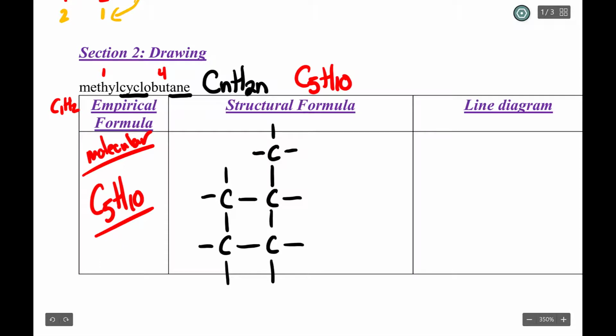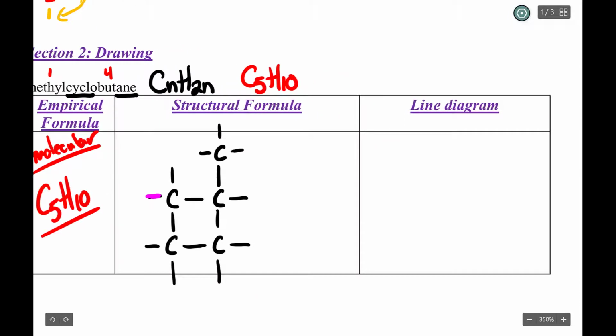So I always like to check if I've drawn it right by making one of the lines pink, and then I count clockwise from that position to make sure I have them all. I should have 10. So 1, 2, 3, 4, 5, 6, 7, 8, 9, 10. So that one's good. I'm going to draw 2 different line diagrams because they're not too hard to draw anyways. So the first one would be simply, again, a square. And then I would have a stick coming off like that, representing the methyl group.